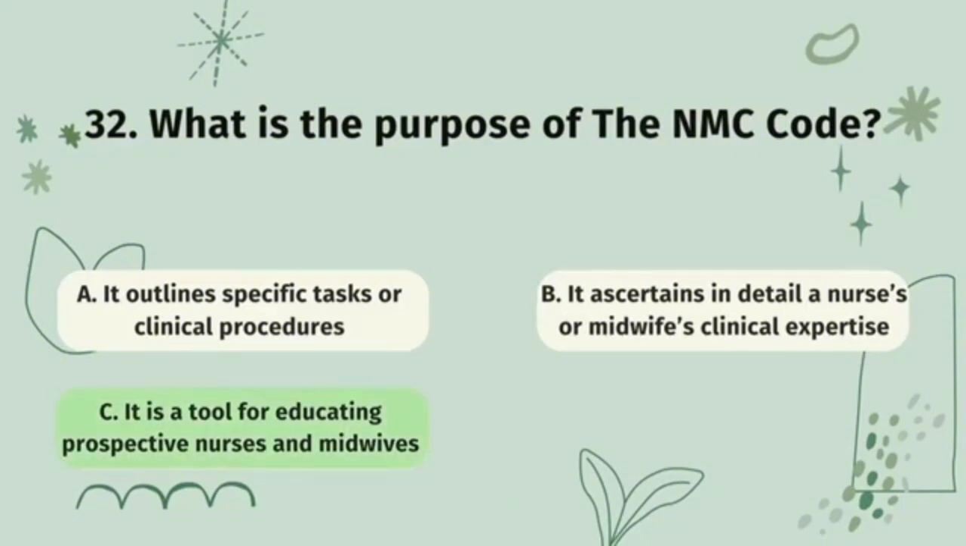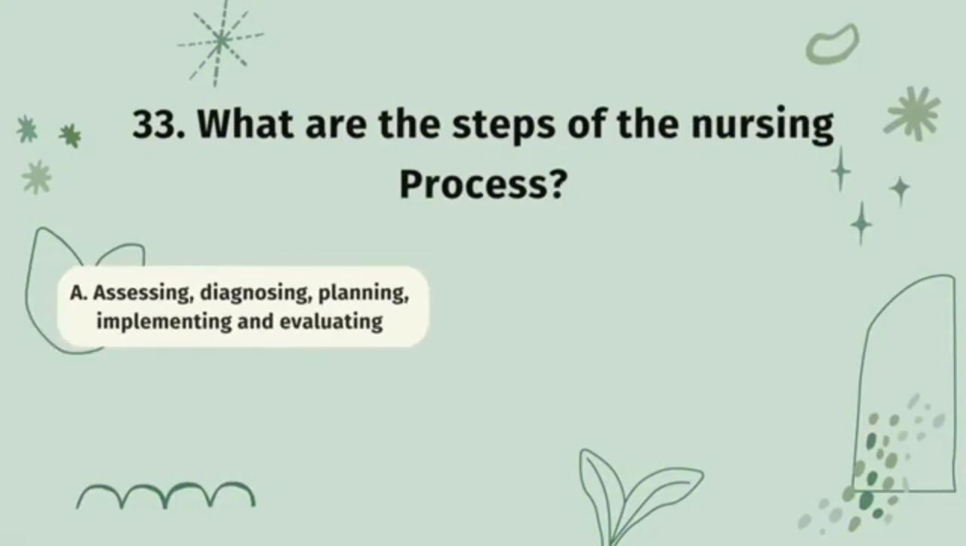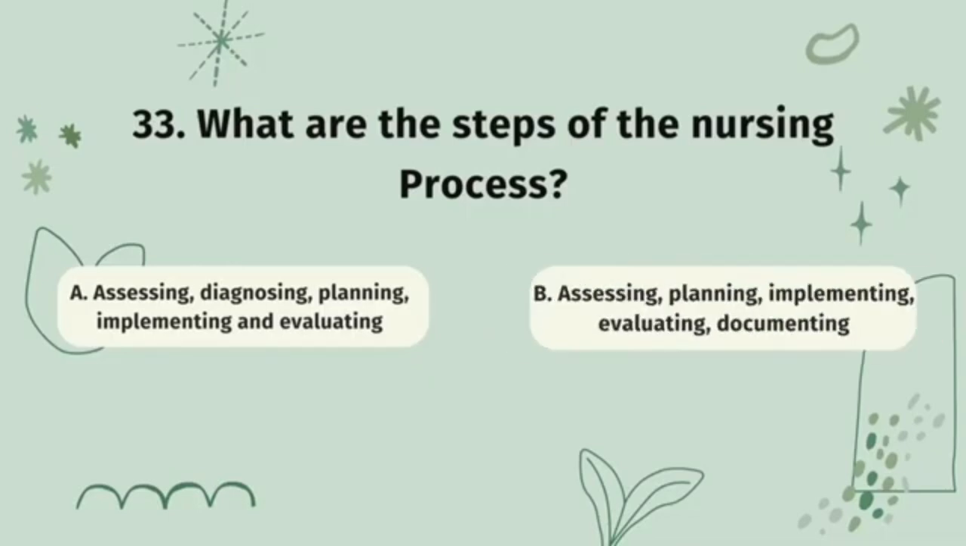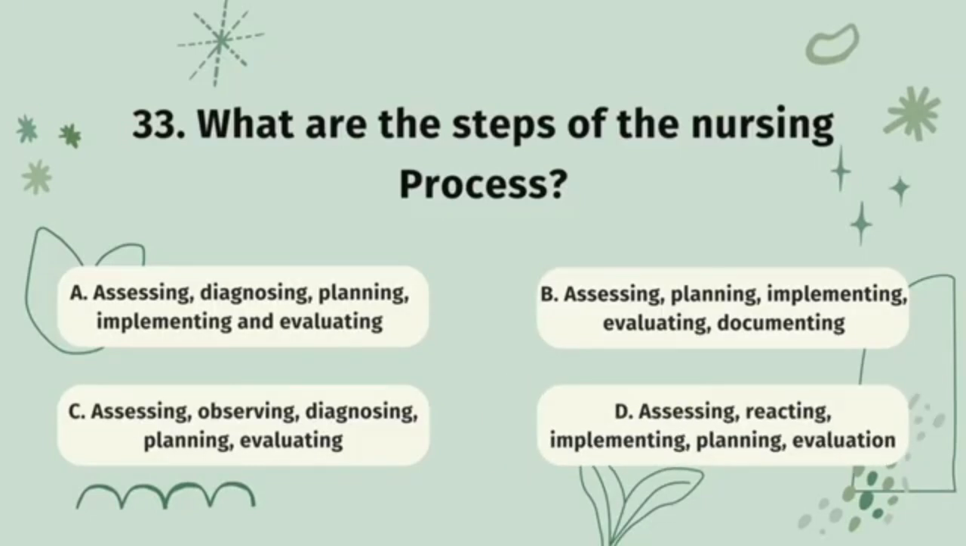The correct answer is C. Question 33. What are the steps of the nursing process? Option A. Assessing, diagnosing, planning, implementing, and evaluating. Option B. Assessing, planning, implementing, evaluating, documenting. Option C. Assessing, observing, diagnosing, planning, evaluating. Option D. Assessing, reacting, implementing, planning, evaluation.